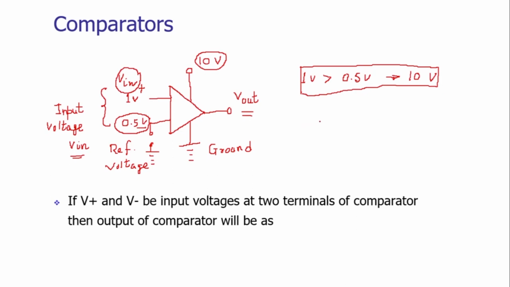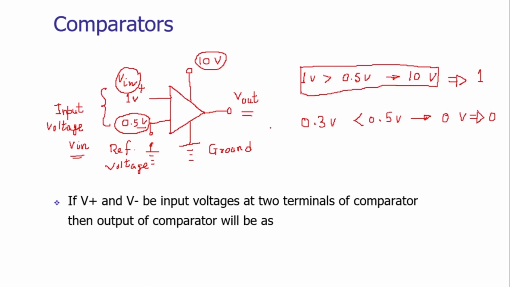So if the input is say 0.3 volts, 0.3 volts is less than the reference voltage 0.5, the op-amp will generate the signal 0 volt. So the 10 volts would be considered digitally as 1 and the 0 volt will be considered digitally as 0.